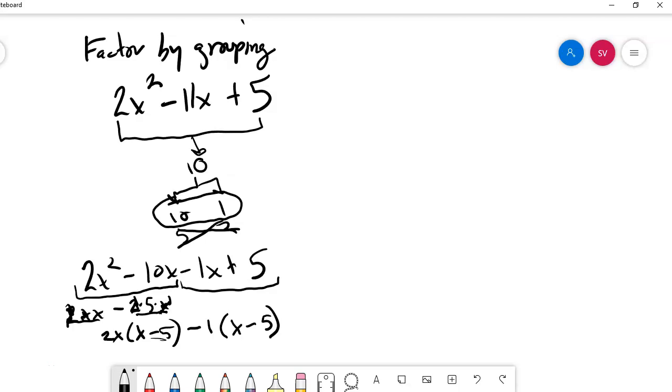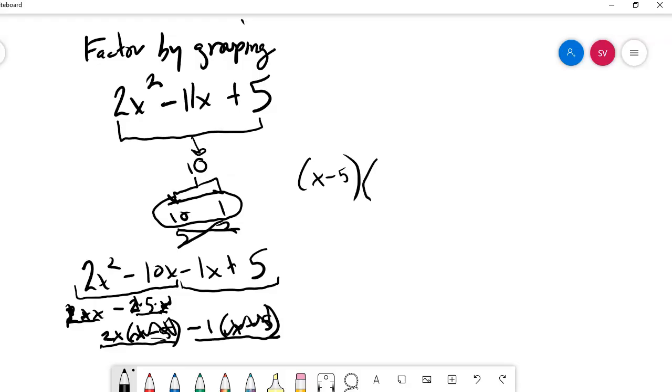Minus 1 times x is minus 1x. Minus 1 times minus 5 is a positive 5. So we did everything properly. Now we have this and this. What is the same between the two sets of terms that I underlined? That's an x minus 5. So because that's similar, I could cross it off on the list.